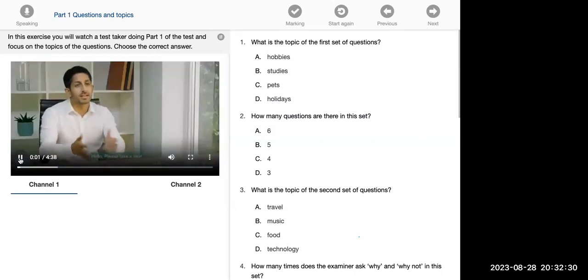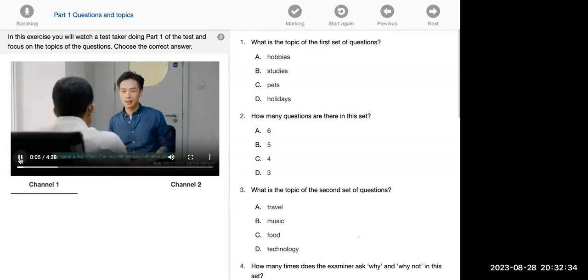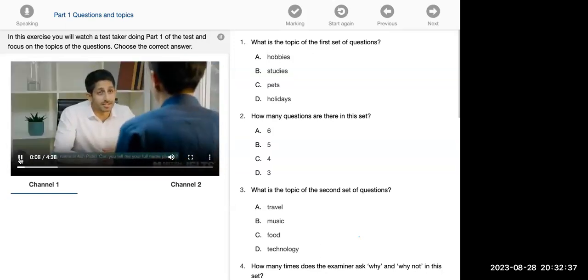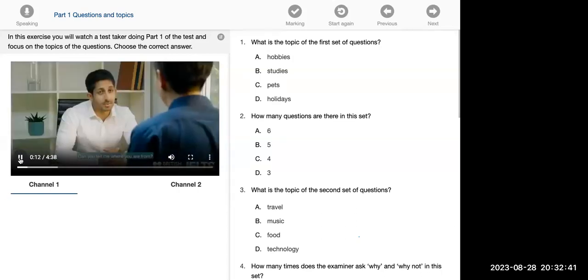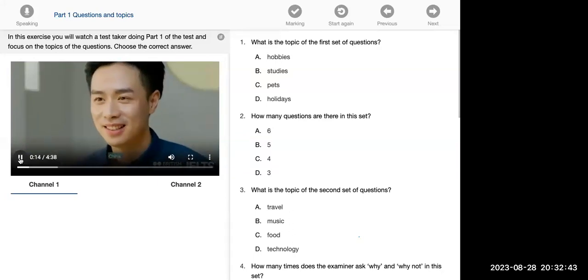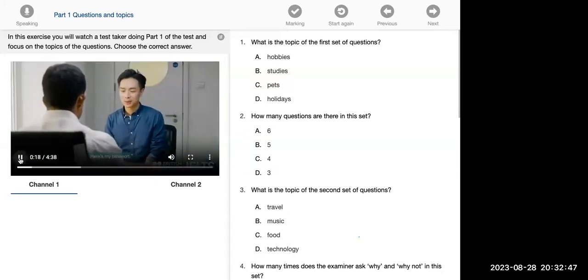Hello, please take a seat. My name is Ash Patel. Can you tell me your full name, please? Hello, Mr. Ash. My name is Li Junchen. Can you tell me where you're from? China. Can I see your identification, please? Yes, here's my passport.